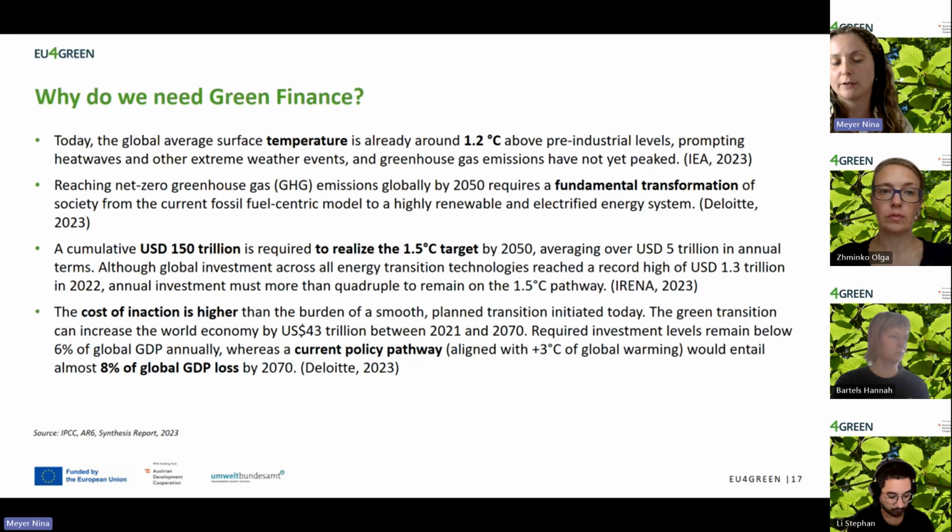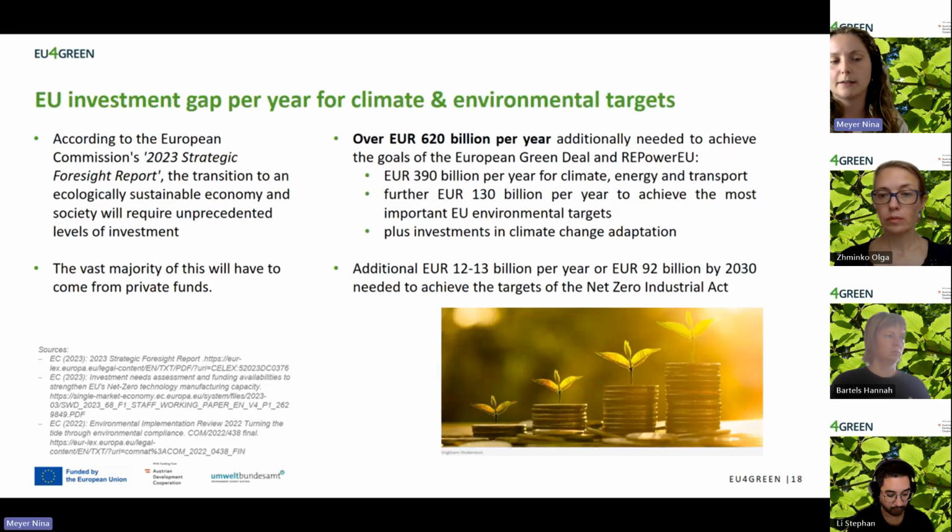According to a report from Deloitte from 2023, if we stay with the current policy pathway, the global GDP loss by 2070 would be around 8%, while the required investments would be around 6%. So we are going to lose an additional 2% of GDP. Yeah, so while these were international numbers, I'm now going to have a look at the EU numbers.